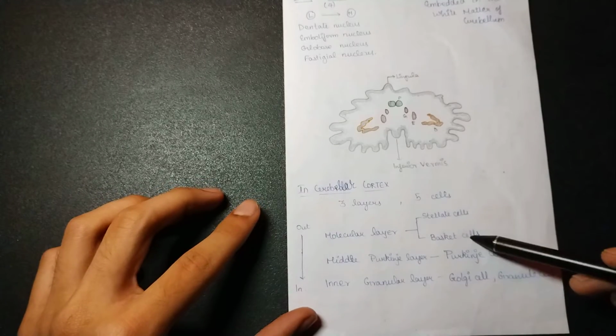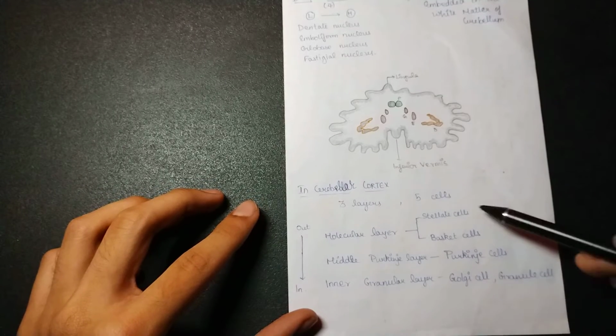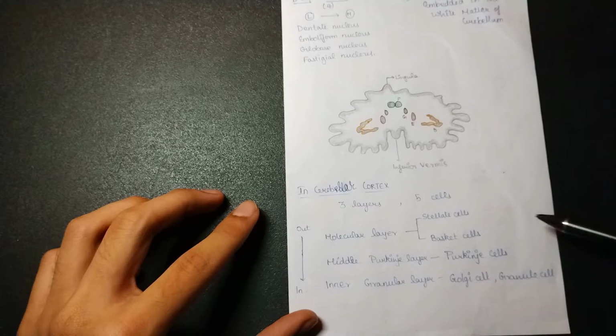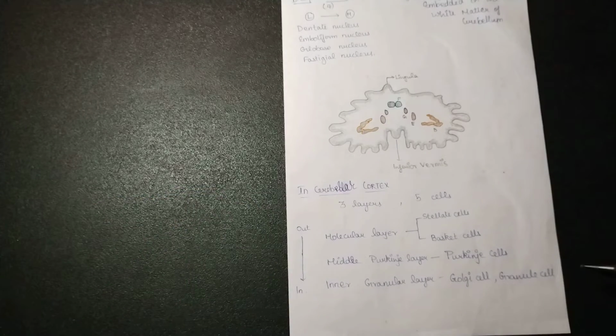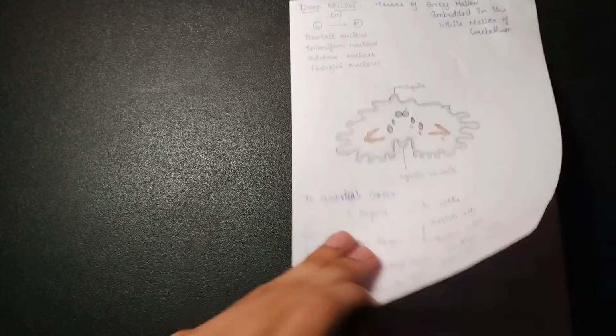So we can say that stellate, basket, Purkinje and Golgi cells use GABA as the transmitter, whereas the granule cells are going to use glutamate as the neurotransmitter, which is excitatory.